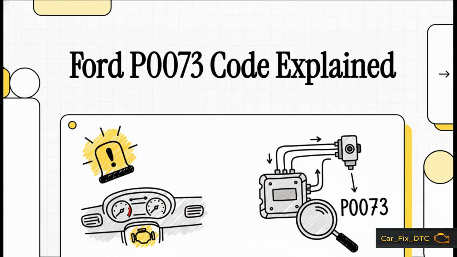The check engine light. We've all seen it, right? That little orange glow of doom. Well, if you're driving a Ford and you've pulled a P0073 code, you've come to the right place. We're going to demystify this thing for you, figure out what it means, and what you can do about it. So let's dive right in.